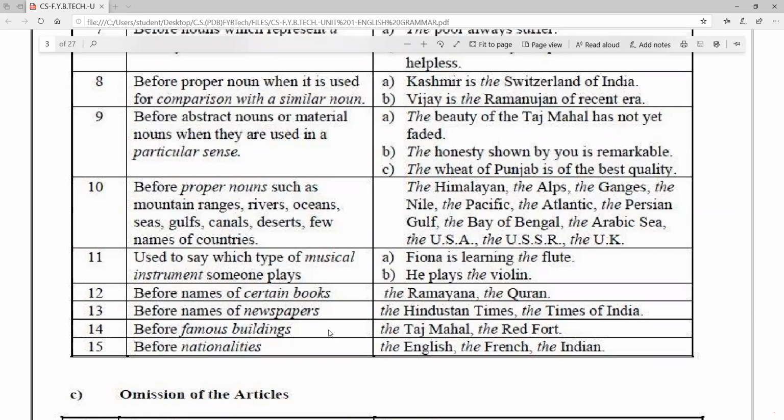The Wall of China. So चायनाची भिंत आहे, ओके, मोठी. तर त्याच्या पुढे सुद्धा आपण काय वापरतो, द आर्टिकल, द वॉल, द ग्रेट वॉल ऑफ चायना असं आपण त्याला म्हणतो. So before the famous buildings also we use the article.